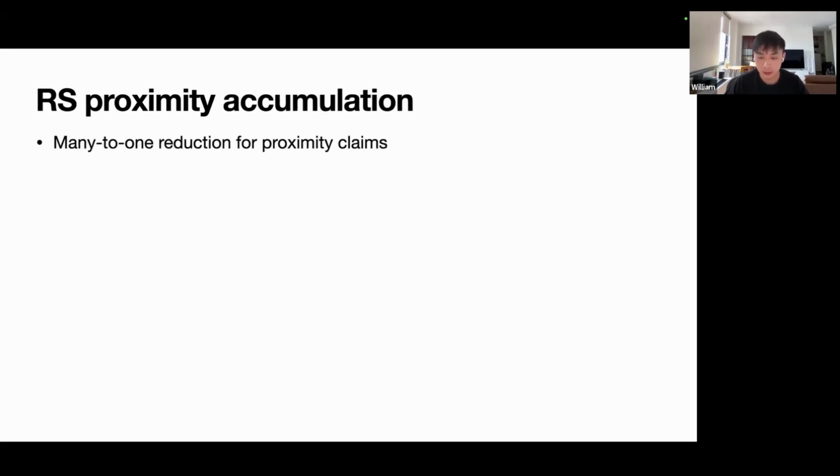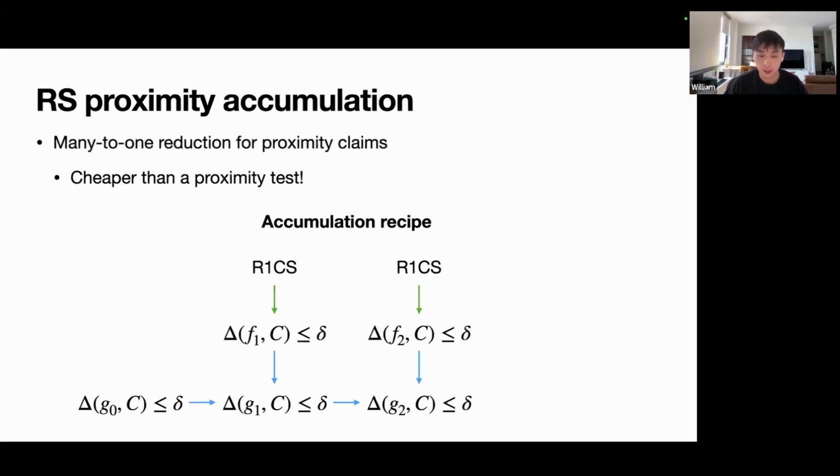Okay, so for us, when I talk about Reed-Solomon proximity accumulation, what I'm talking about is a many-to-one reduction for Reed-Solomon proximity claims. And the hope is that this reduction can be cheaper than a proximity test, right? The fact that it's cheaper means that we can get a non-trivial, more efficient accumulation scheme. And this is what the accumulation recipe would look like. So we have R1CS instances, we use the initial reduction to convert them into Reed-Solomon proximity claims, and then we just repeatedly compress them using our many-to-one reduction for the proximity claims.